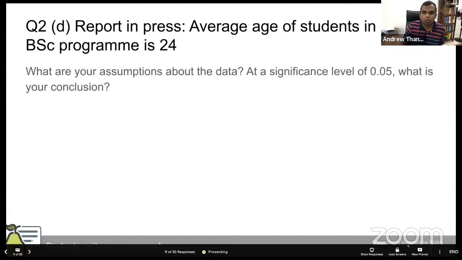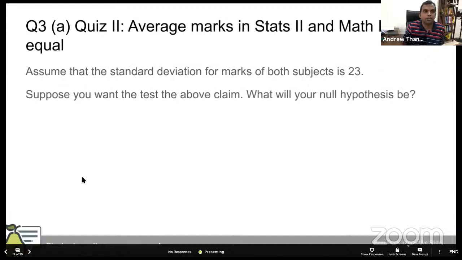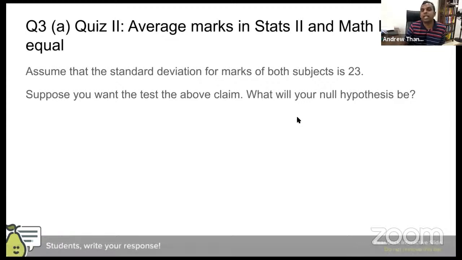Okay, so we should get this. Okay, the third question is again something similar. We are now looking at quiz 2 scores. There are 2 subjects, stats 2 and maths 2. And the claim is the average marks in stats 2 and maths 2 are equal.